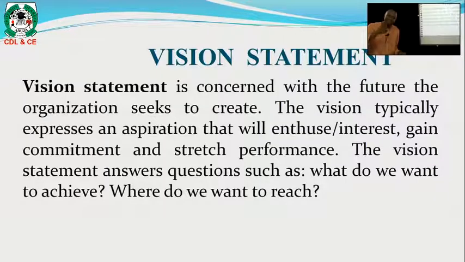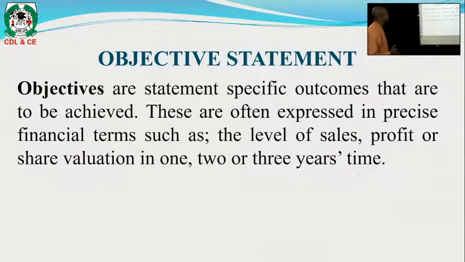Then, what is a vision statement? A vision statement is concerned with the future the organization seeks to create in 20 years to come, in 50 years to come. How will we be? Actually, I guess Dangote may have suggested that in 100 years to come, this is what he hoped to see his company. Bill Gates, the same. And Apple, the same. Now, the vision typically expresses an aspiration that will enthuse or interest, gain commitment, and strengthen performance. A vision statement answers questions such as, what do we do? What do we want to achieve? Where do we want to reach?